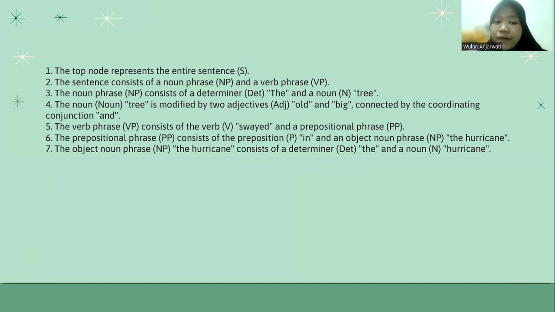And the verb pair consists of the verb "swayed" and a prepositional phrase. The prepositional phrase consists of the preposition "in" and an object noun phrase, "the hurricane". And the object noun phrase, "the hurricane", consists of a determiner, "the", and a noun, "hurricane". So this is the explanation for number 3.